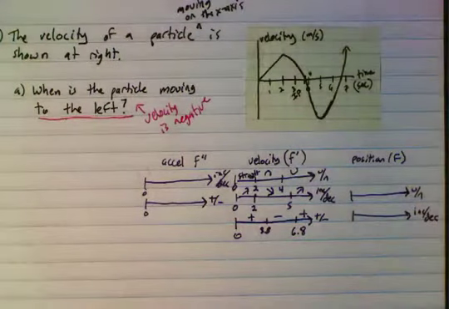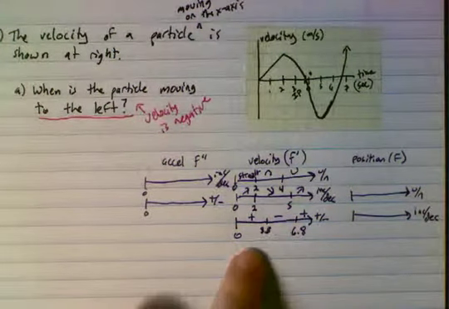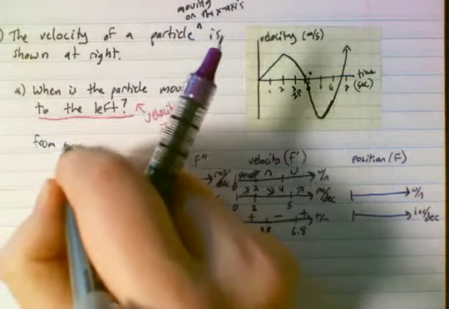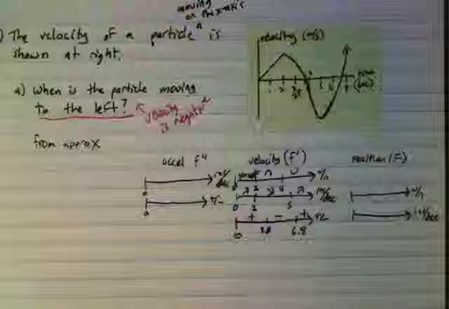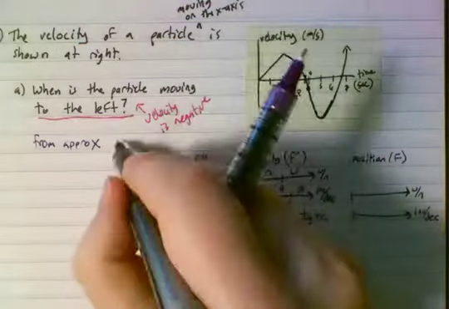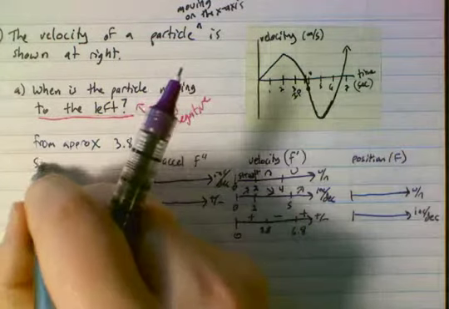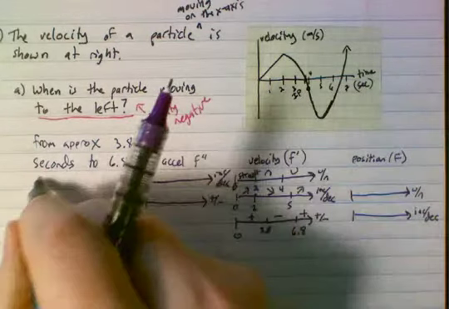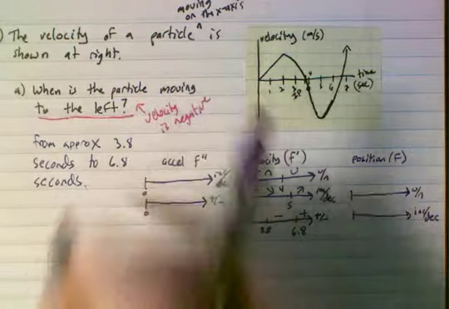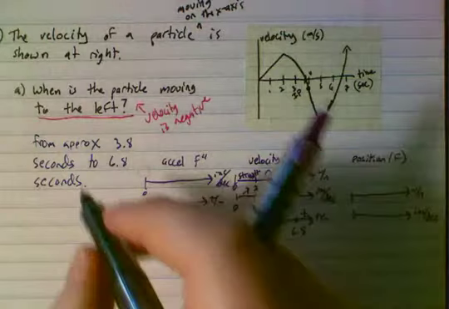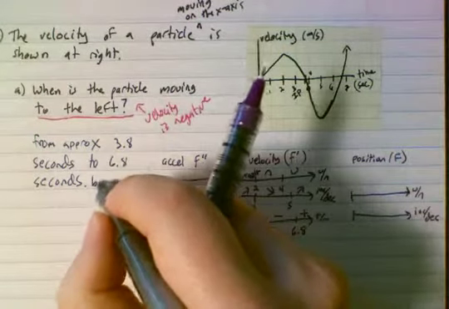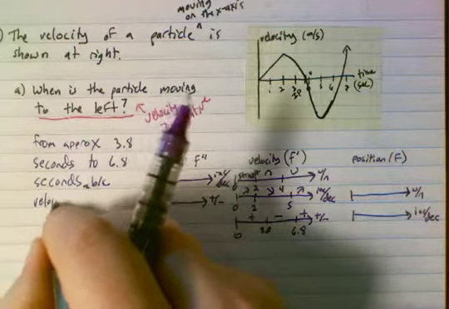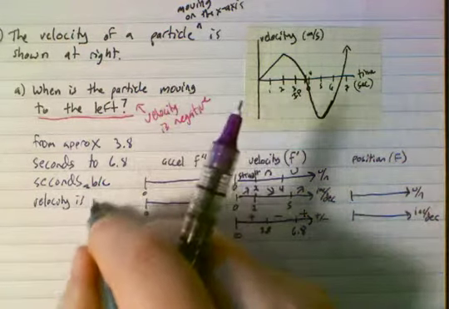When is the particle moving to the left? That means velocity is negative. Just got to memorize that translation. So from approximately 3.8 seconds to 6.8 seconds, because velocity is negative.